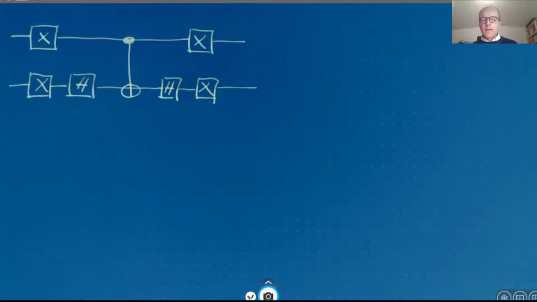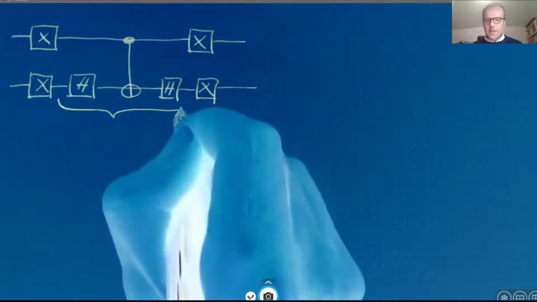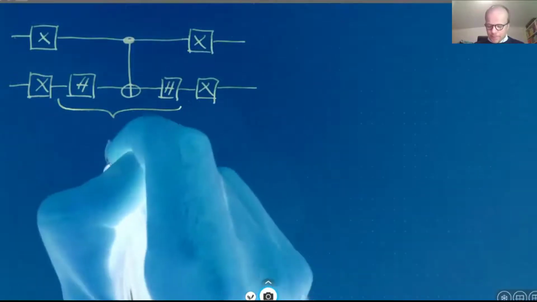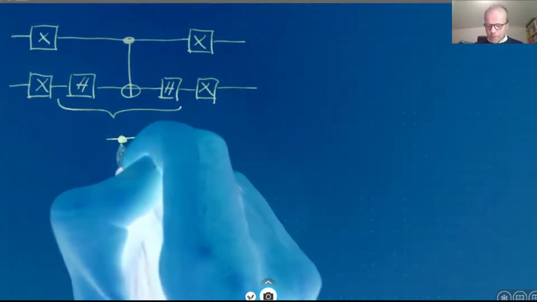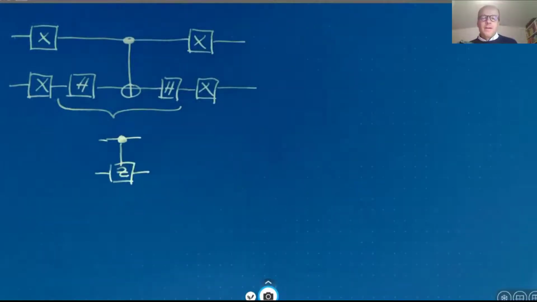First of all, we can simplify matters by recognizing that this combination here at the center, that was a very early homework problem, is effectively a controlled Pauli Z. And then in order to understand what this circuit does, we can look at the matrix representations of these respective gates.